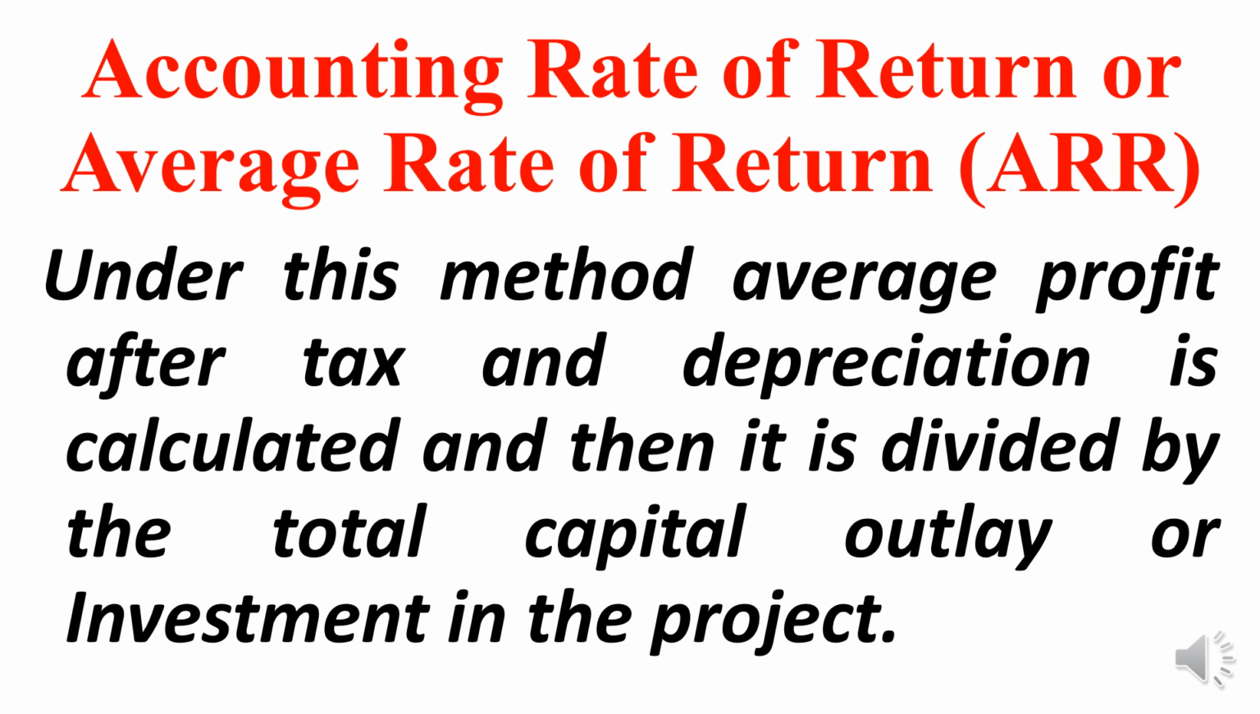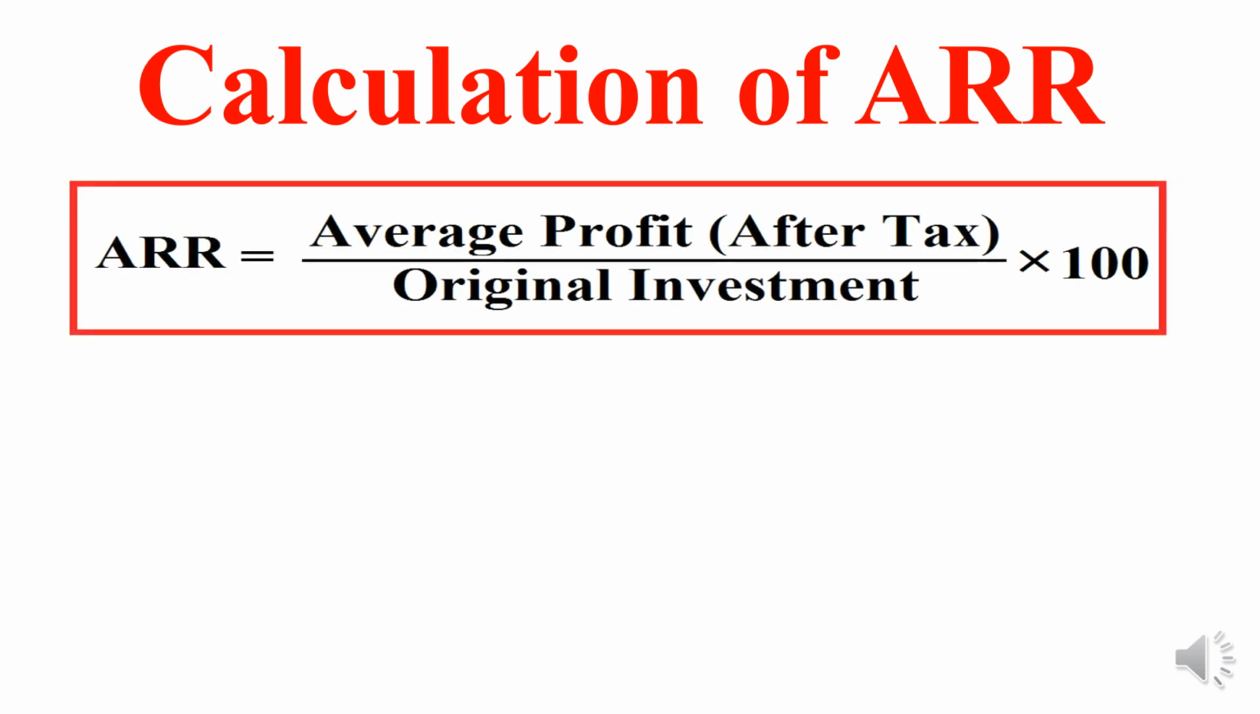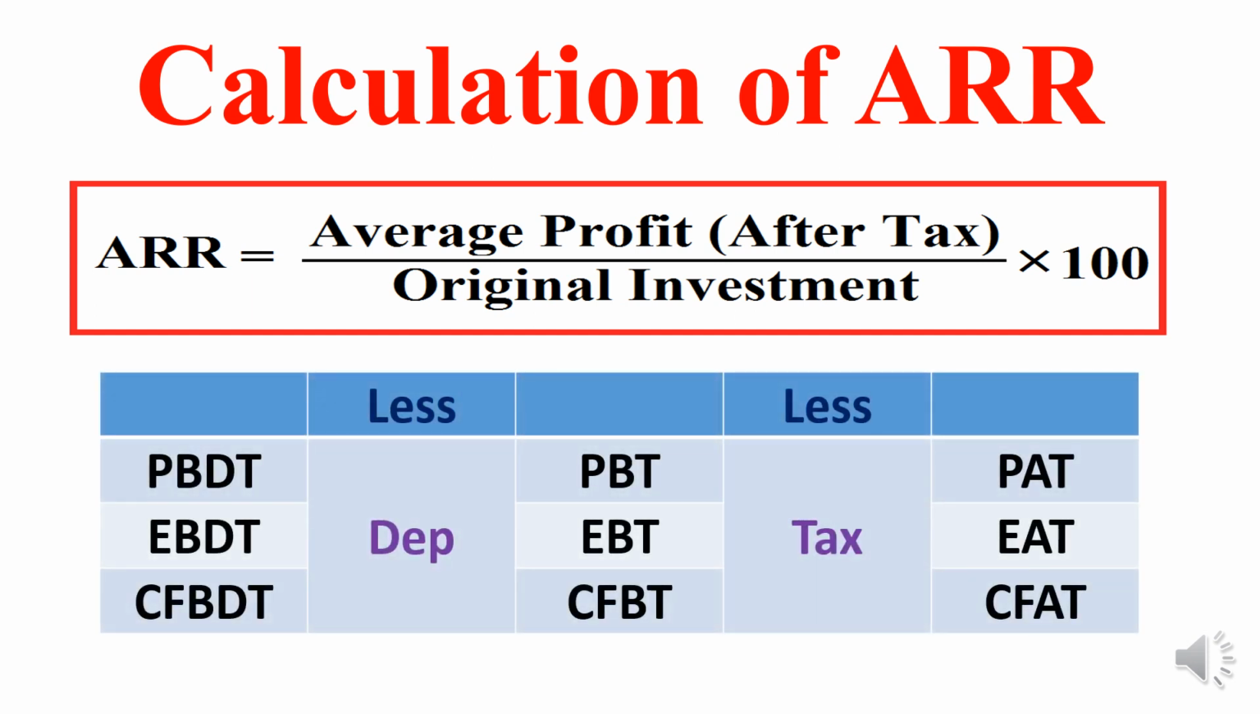This is one of the most important methods of capital budgeting techniques. How to calculate ARR, that is average rate of return? The formula for calculation of ARR is average profit after tax divided by original investment into 100. Simple formula, we can apply this formula and get the answer. So how to calculate average profit or profit after tax? Average we can make later, but profit after tax calculation is very significant.